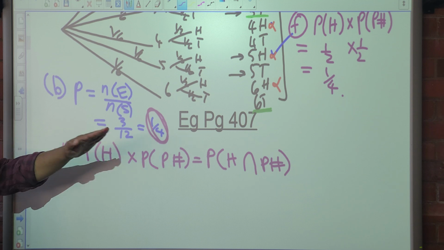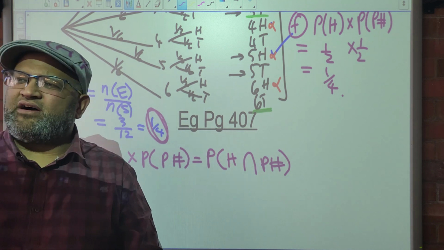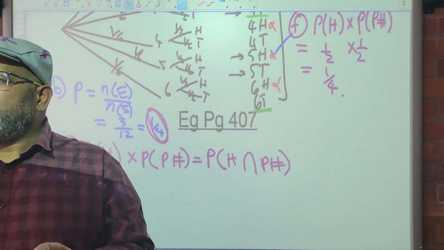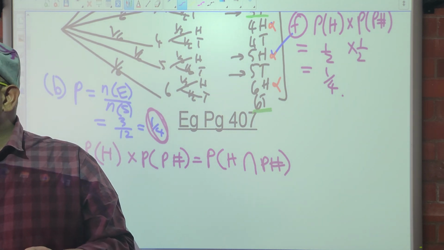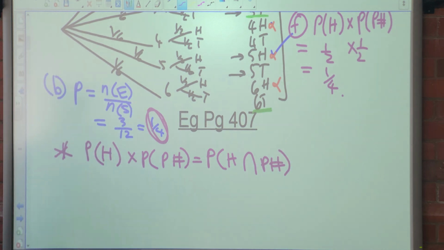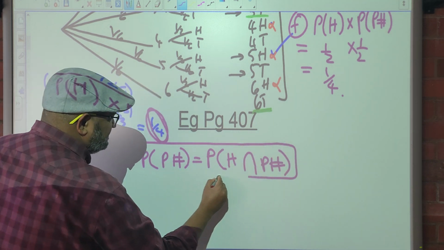So these events, were they dependent or independent? They were independent of each other. If I throw a 5 on the die, that doesn't affect the outcome on the coin. So they are independent. So this is for independent events.